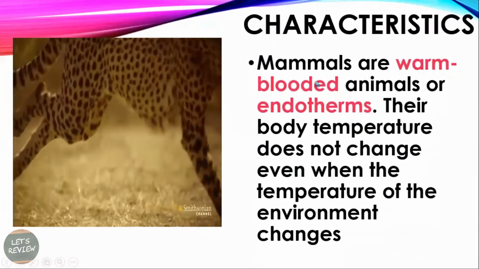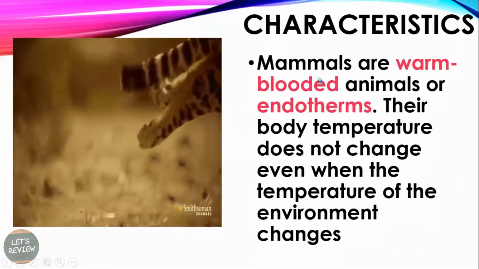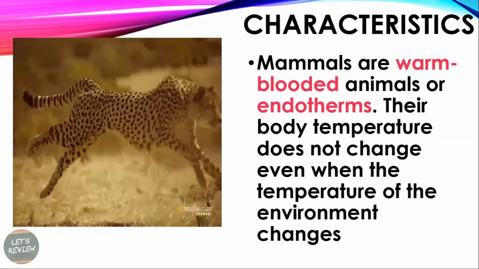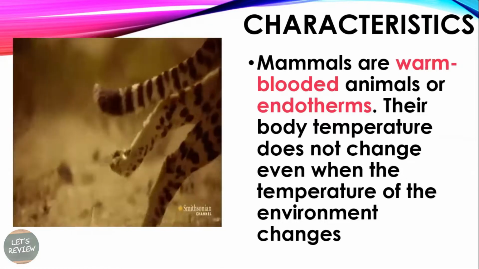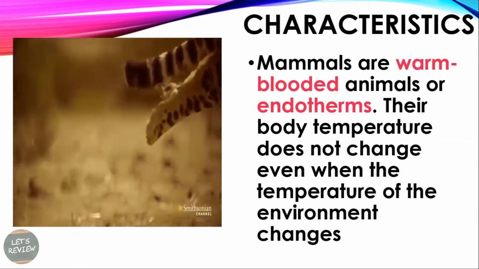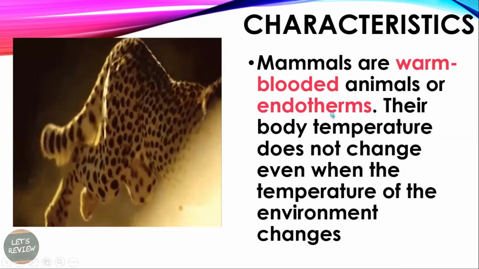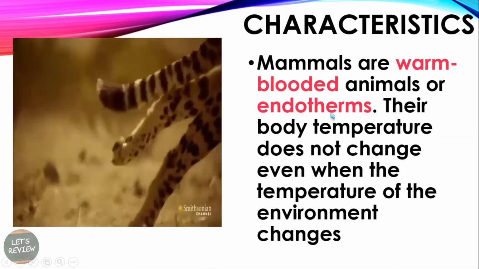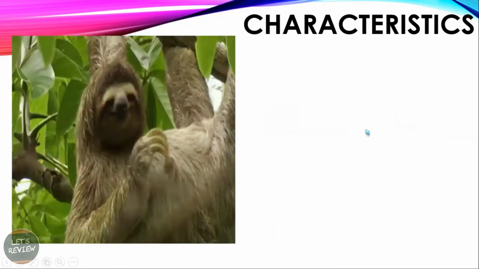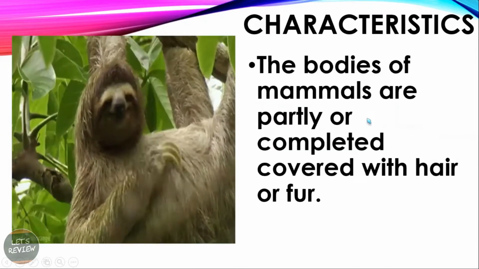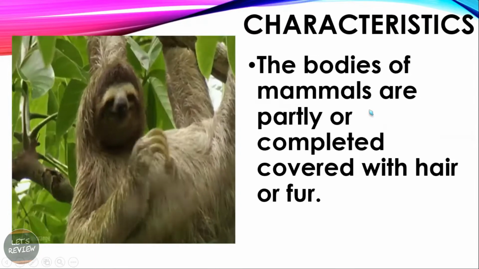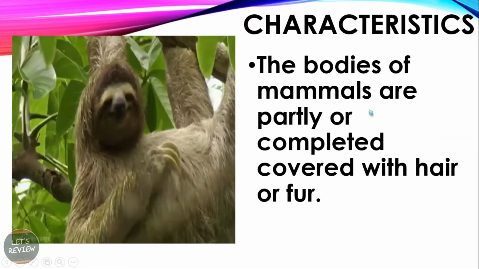So let's take a look at the characteristics of mammals. They are warm-blooded animals, meaning their body temperature doesn't change even when the temperature of the environment changes. The body has the ability to make it constant. Another, the bodies of mammals are partly or sometimes completely covered with hair or even fur, like you.